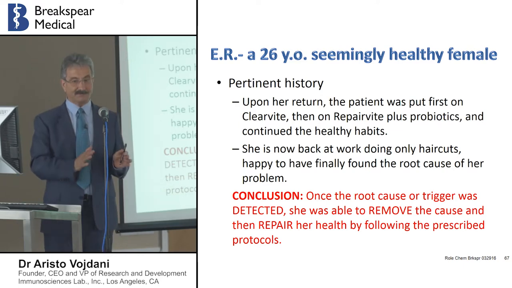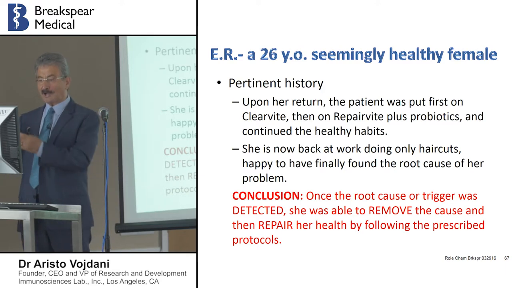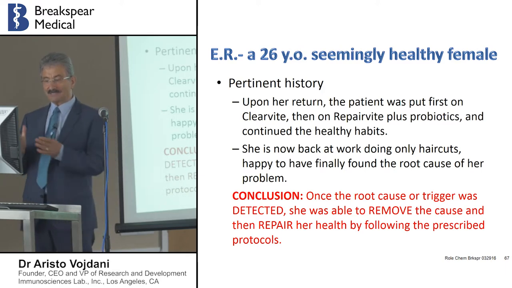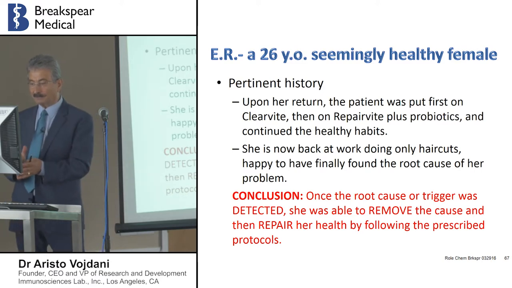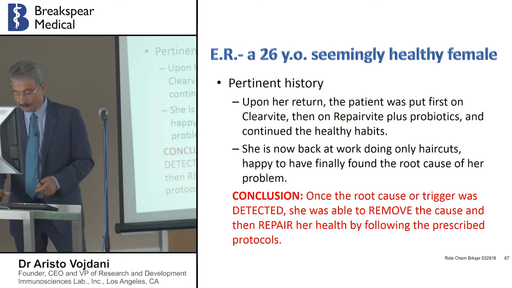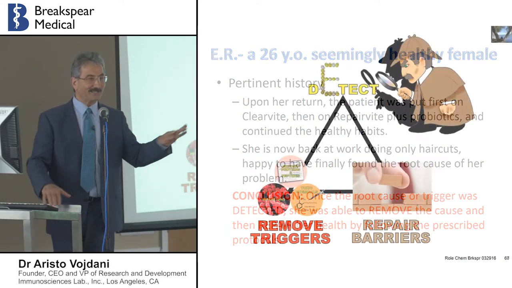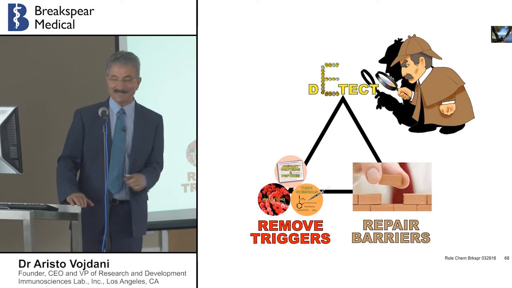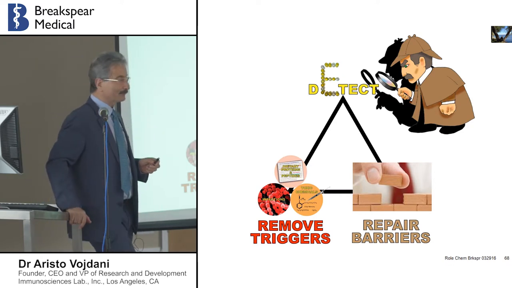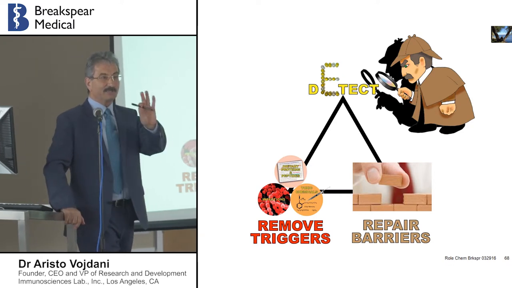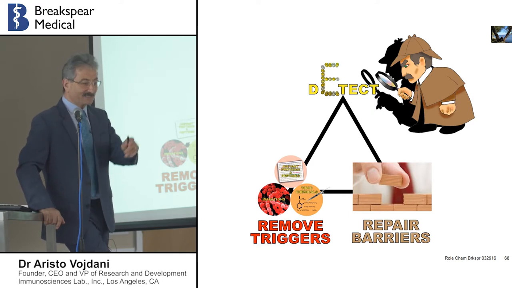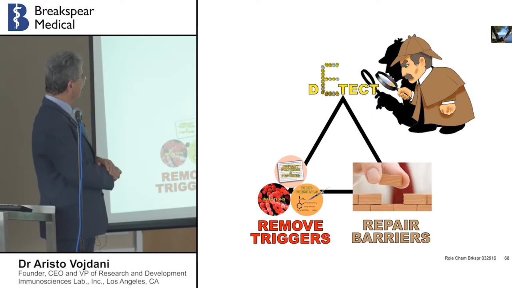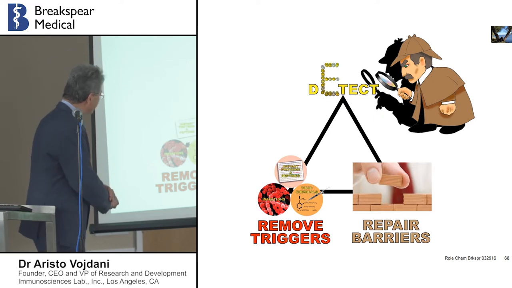So therefore, once the root cause of the trigger was detected, she was able to remove the cause and then repair her health by following some kind of protocol that I don't have in here, but I'll give you the summary. So number one is really you have to have the capacity to detect. You have to have the right biomarkers to detect the problem at the earliest stage possible. When you detect the problems, then remove the triggers.